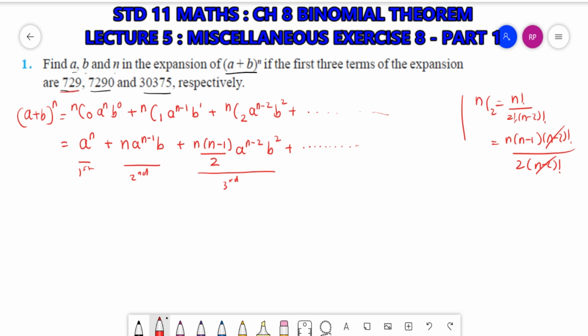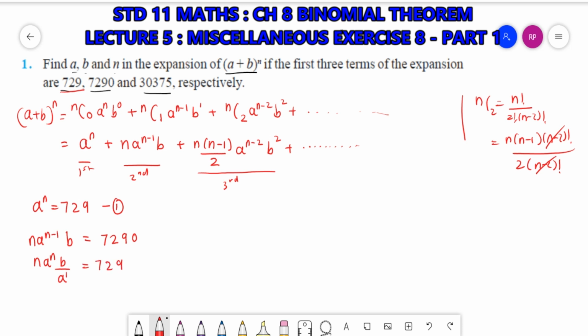So what is the first term? 729. So a raised to n equals 729. We'll name this equation 1. Second term, n a raised to n minus 1 into b, this is equal to 7290. What can I do? n a raised to n minus 1 means a raised to n times b upon a. See, minus 1 when it goes to the denominator becomes plus 1, this way.